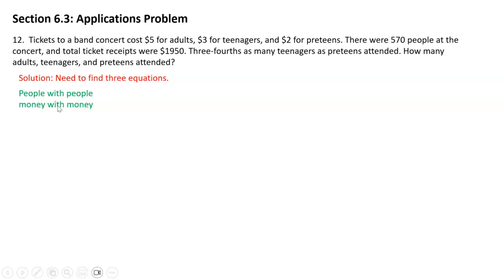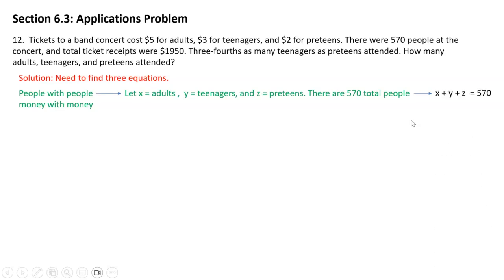So again, we do people with people and money with money to find the first two. So we're going to let x equal adults, y equal teenagers, and z equal preteens. And there were how many people? There were 570 people, so it's going to be x plus y plus z equals 570.